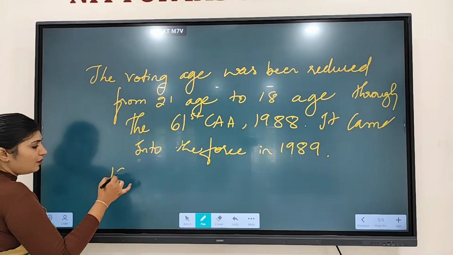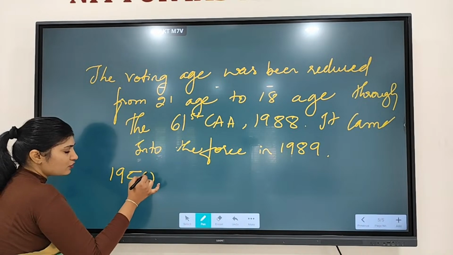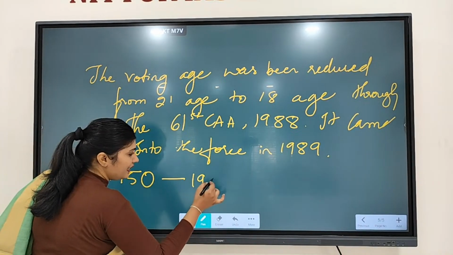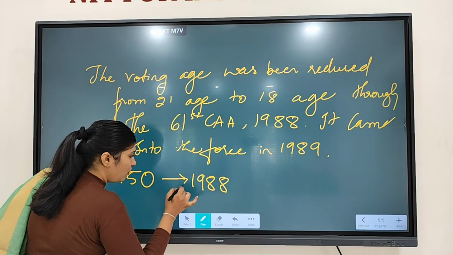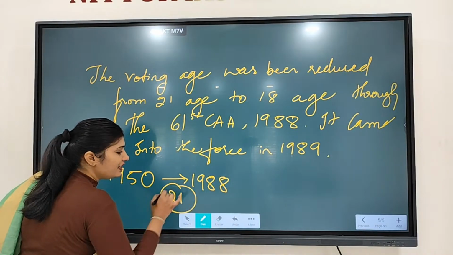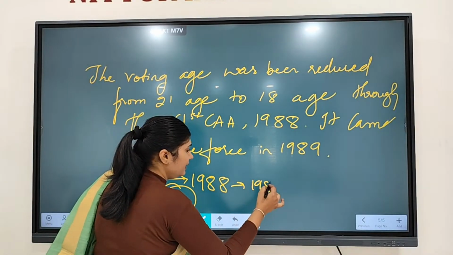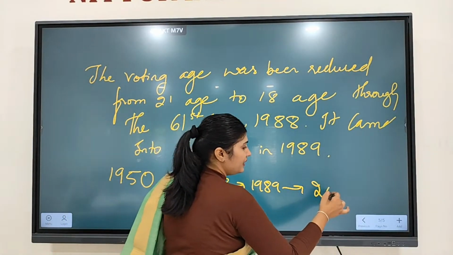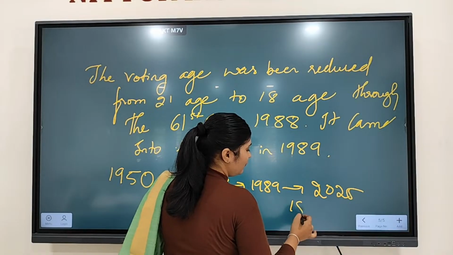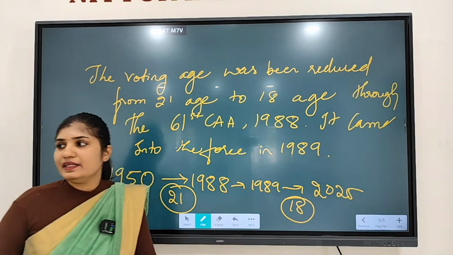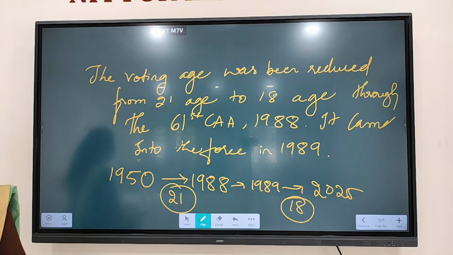See, from 1950, the commencement of the Constitution, till 1988, the voters were of the age of 21 years. From 1989 till 2025, what is the minimum age of voting? 18. Understood?